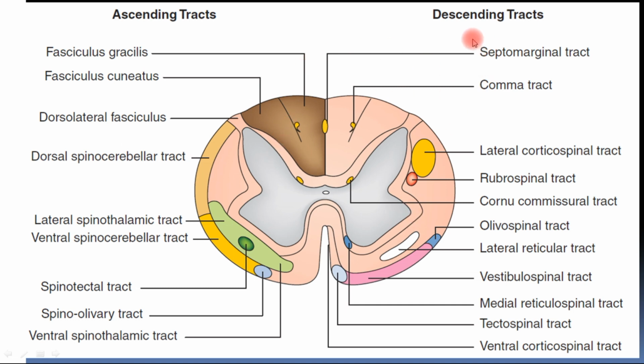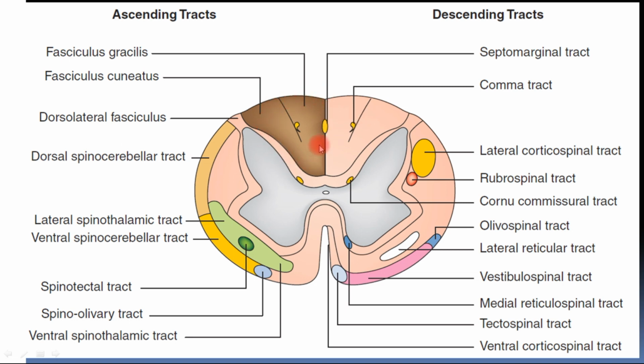So where these ascending tracts are located, we will see here. This is the white matter of the spinal cord, and in this white matter the fasciculus gracilis, which carries the touch sensation of the lower limb, is present medially in the white matter of the posterior funiculus. As you can see, the posterior funiculus is occupied by the dorsal column medial lemniscus pathway.